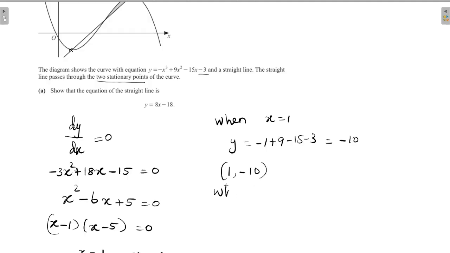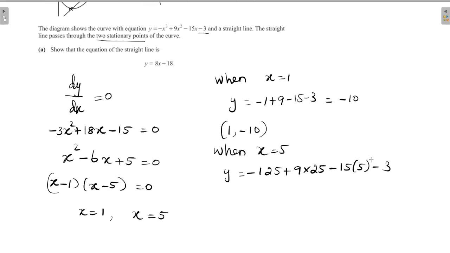When x = 5, what is y? y = −5 cubed, which is −125, plus 9 times 5 squared, which is 25, minus 15 times 5, minus 3. By simplifying this value, y = 22. So the second turning point is (5, 22). We found the two stationary points.